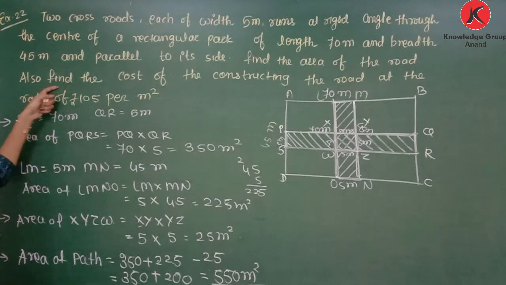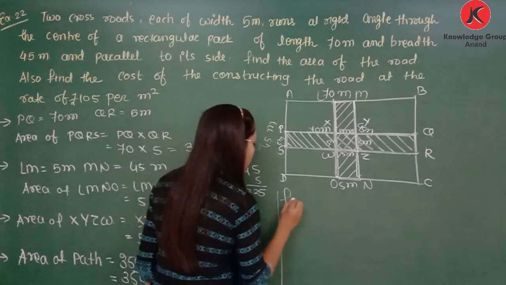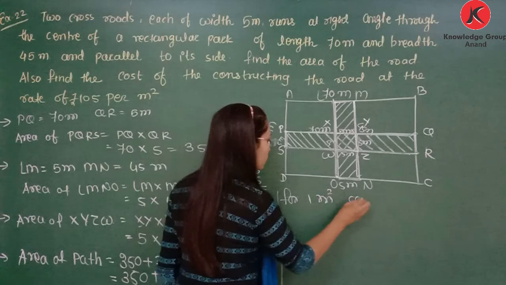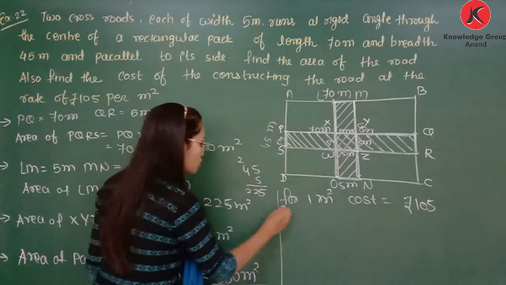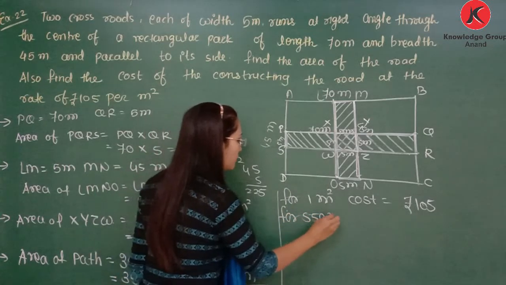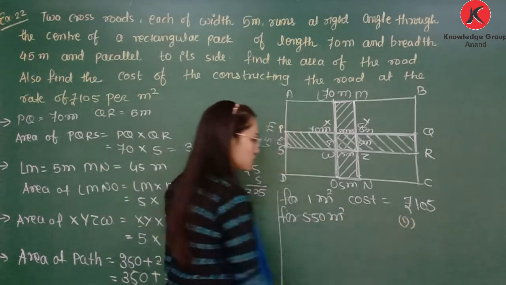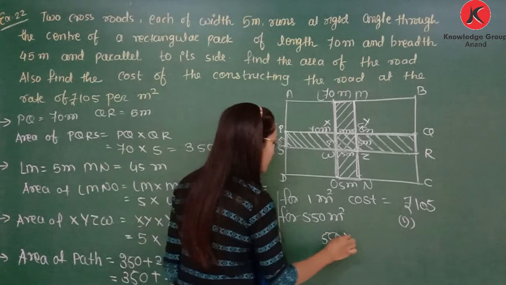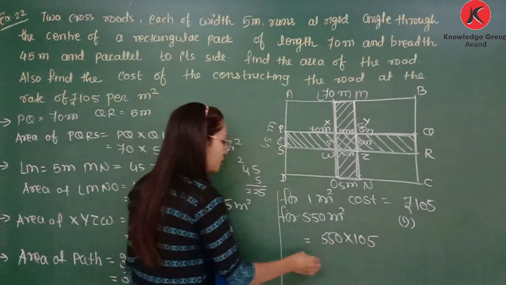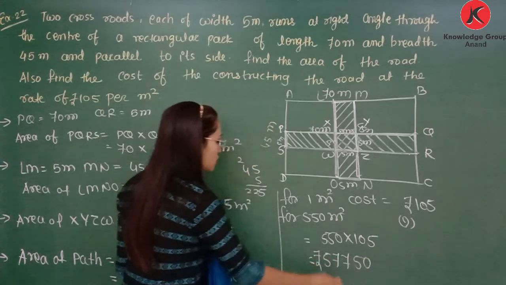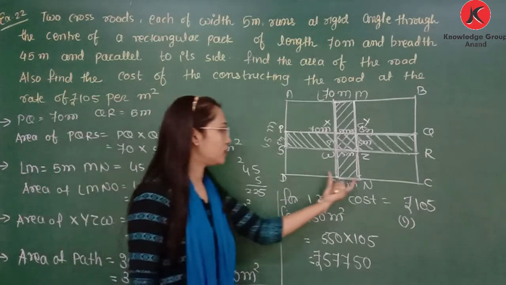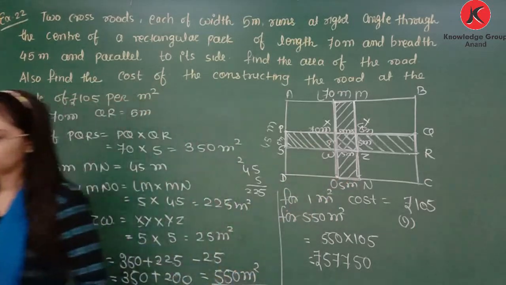Now we need to find the cost of constructing the road, which is rupees 105 per meter square. So we can write for 1 meter square cost is rupees 105. So for 550 meter square, what is the cost? So 550 multiplied by 105. If you multiply this, you will get 57750. So this much cost will be there if we calculate the area of this part.